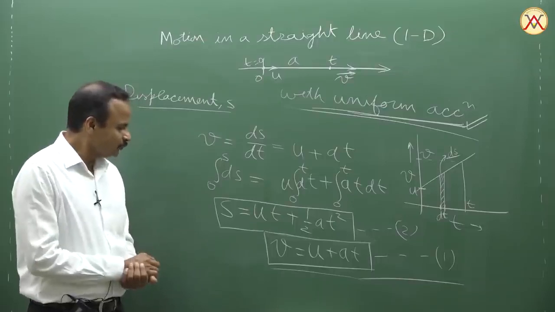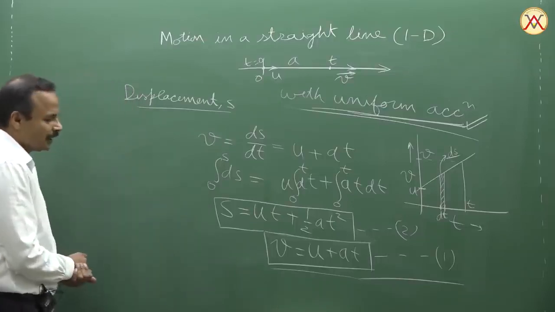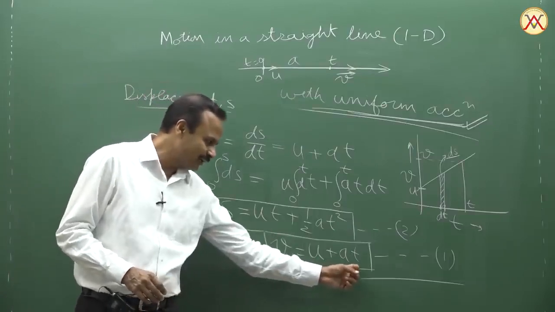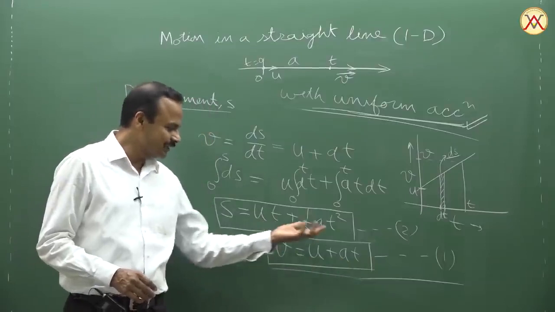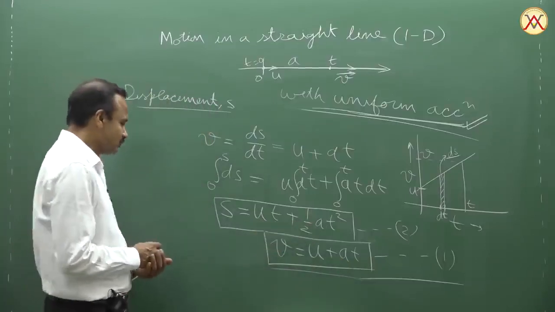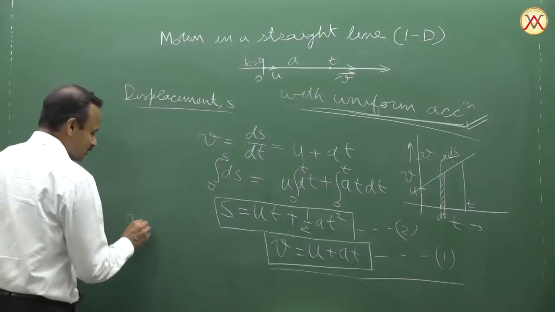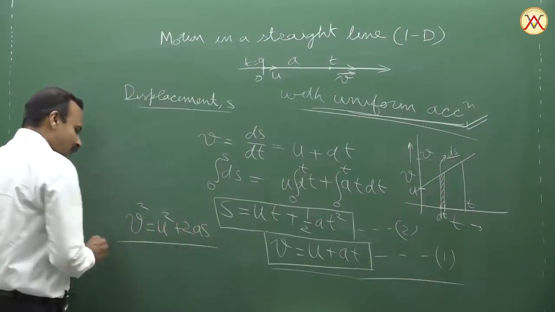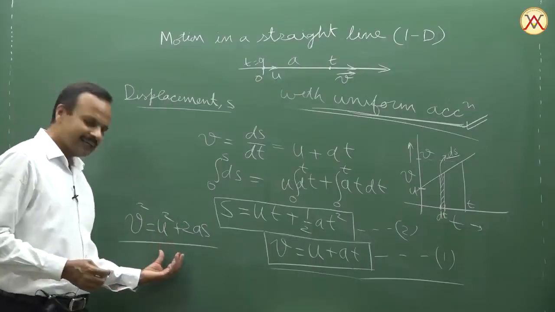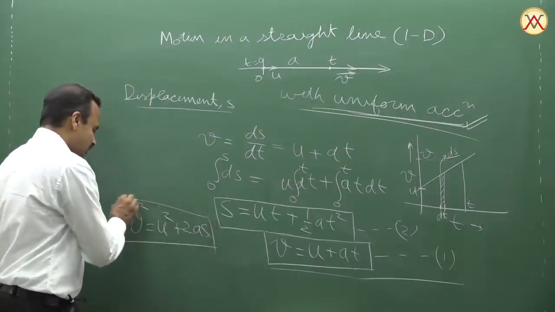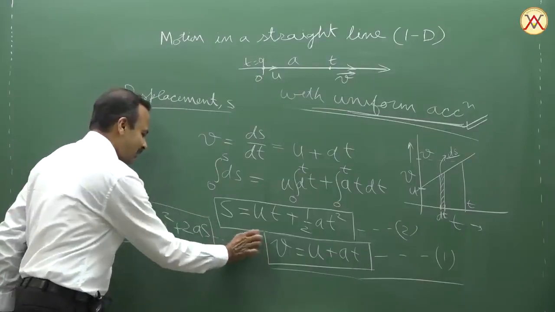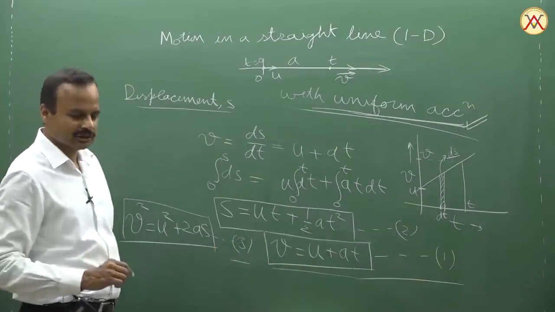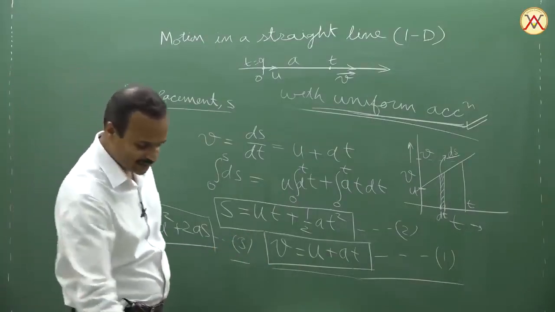There is a third equation of motion you must be familiar with. You can get that equation by eliminating t between these two. That means putting the value of t from here into this equation and then solving, you can get the third equation of motion, which is of course v square equal to u square plus 2as. But there is another way of directly deriving this third equation of motion. In that direct method, what we do is we write acceleration in terms of v and s.